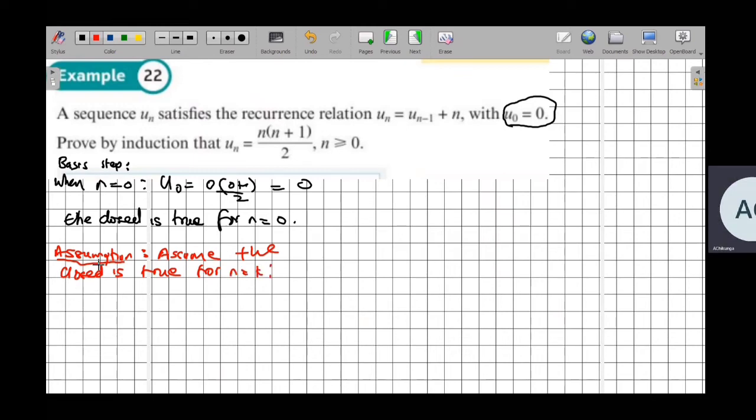So if we assume that is true for n is equal to k, it means we are going to have u_k is equal to (k plus 1) over 2, and the condition is still the same. k must be greater than or equal to 0 there. I'm sure by now you can see what you need to prove. Even if you can write it here, your RTP, you need to prove that for k plus 1. Then if I put k plus 1 here, I'm going to get k plus 2 inside the bracket. So this is what I am aiming to achieve.